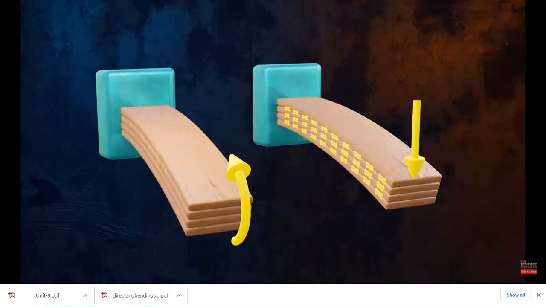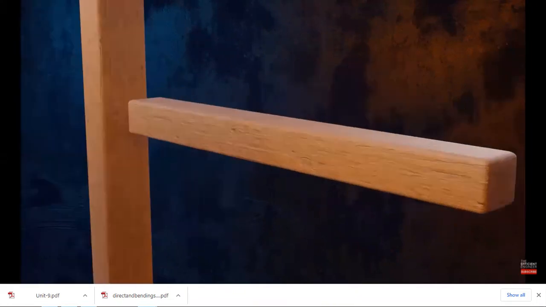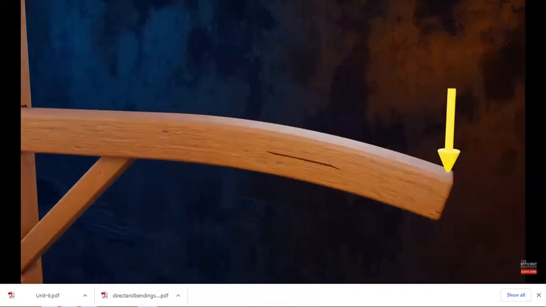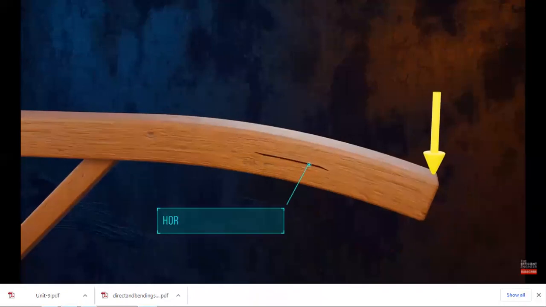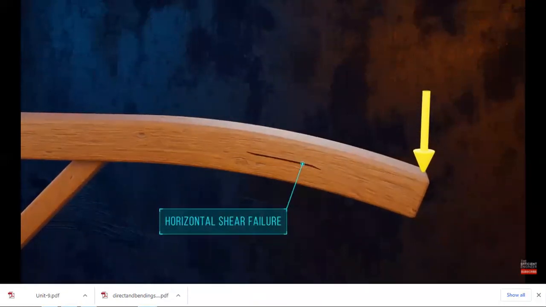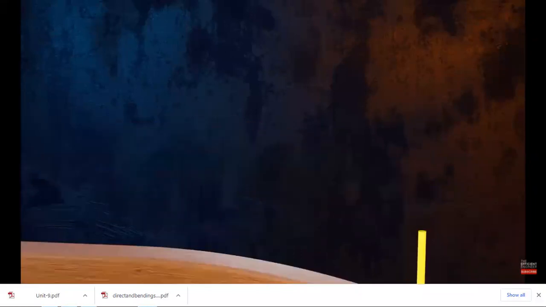The presence of these horizontal shear stresses explains why wooden beams sometimes fail by splitting longitudinally. This failure usually occurs close to the neutral axis, for reasons which will soon be obvious. So how can we calculate the shear stresses?